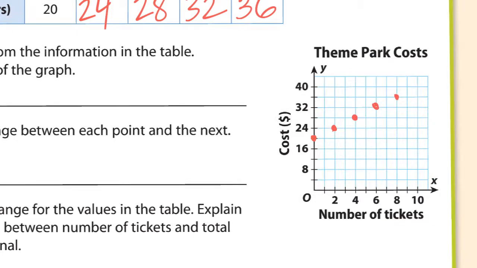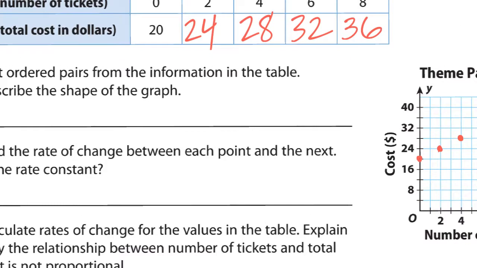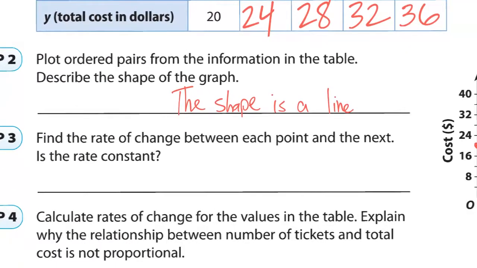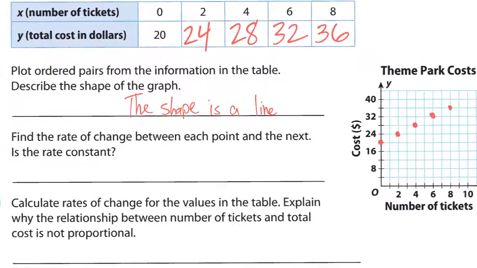Well, it looks like we have a line right there. The shape is a line. So linear, okay, is a straight line. And then right here, find the rate of change between each point and the next. Is the rate constant?